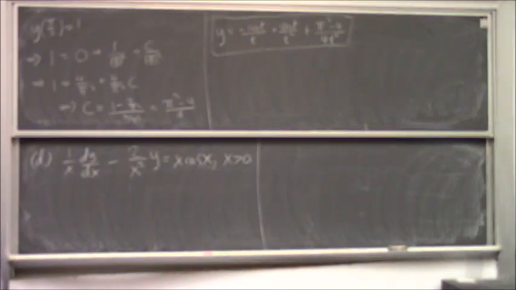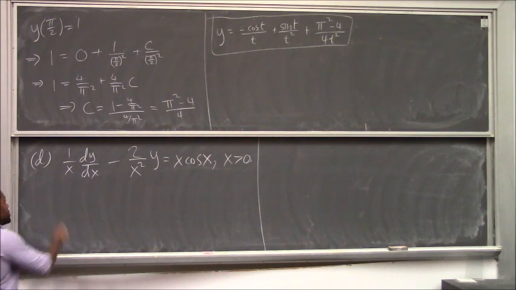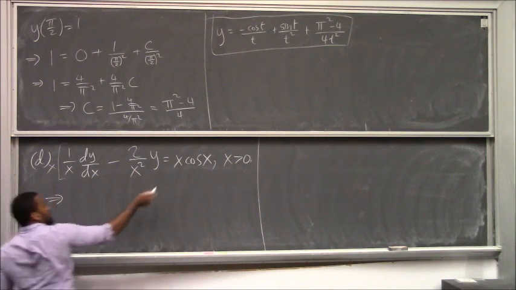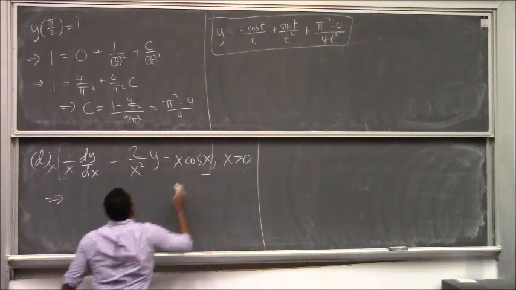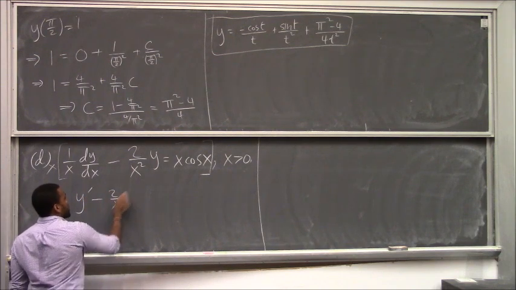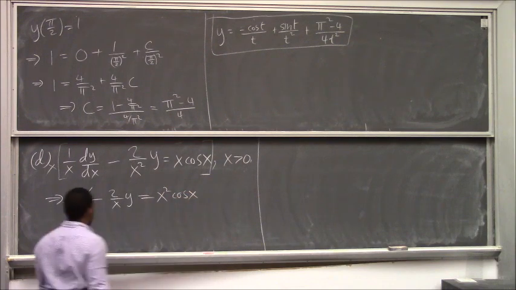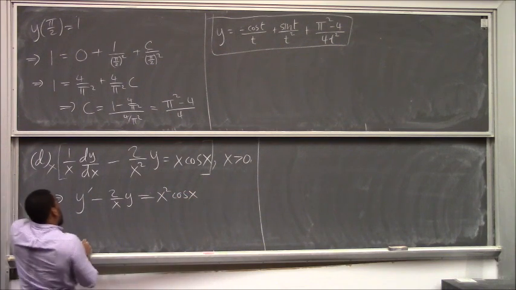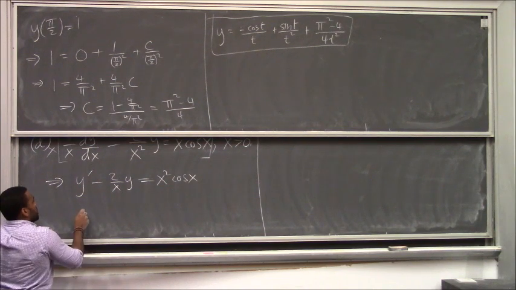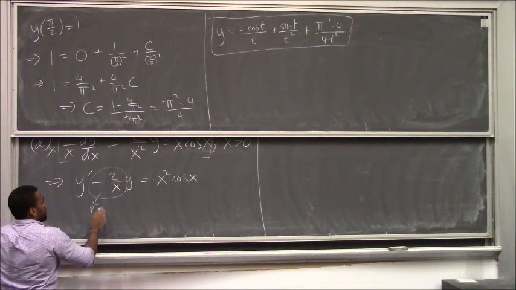So, what do we do here? Multiply through by x because we need standard form for this method to work. So I'm going to multiply by x the entire equation. So that's going to give me y prime minus 2 over x y equals x squared cosine of x. And so now, what do we have? P is negative 2 over x.